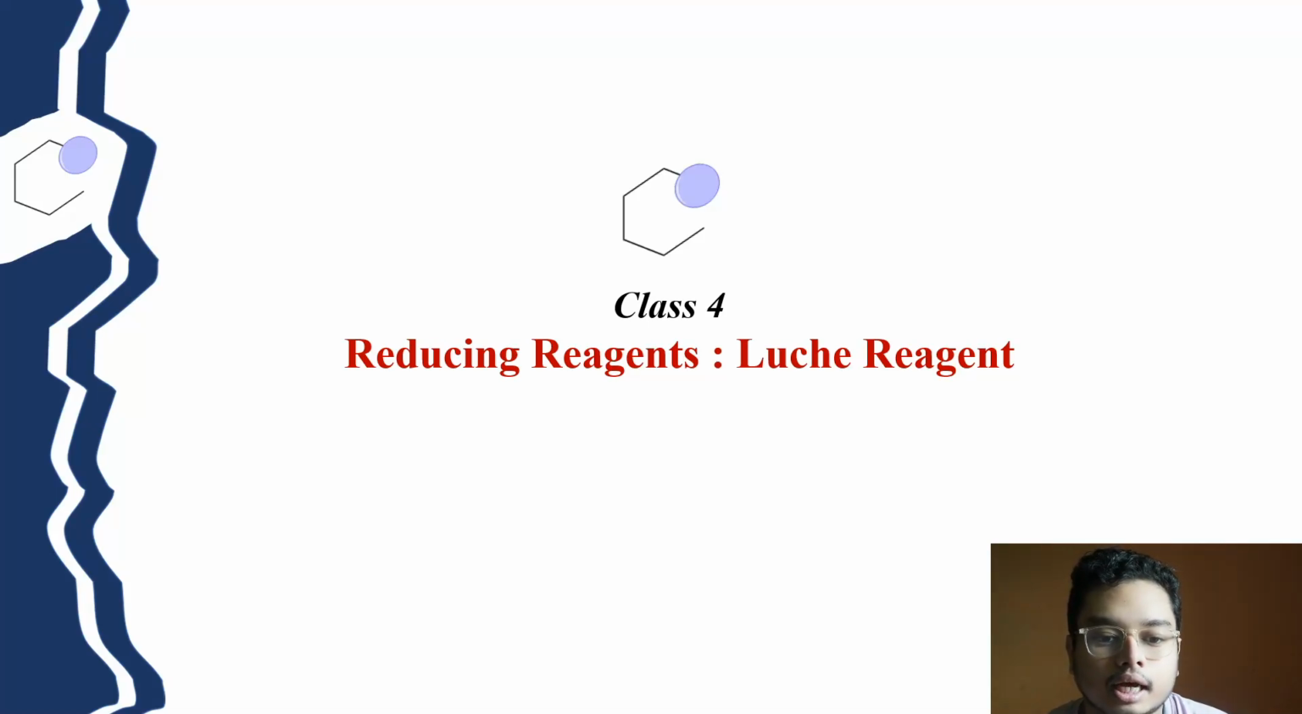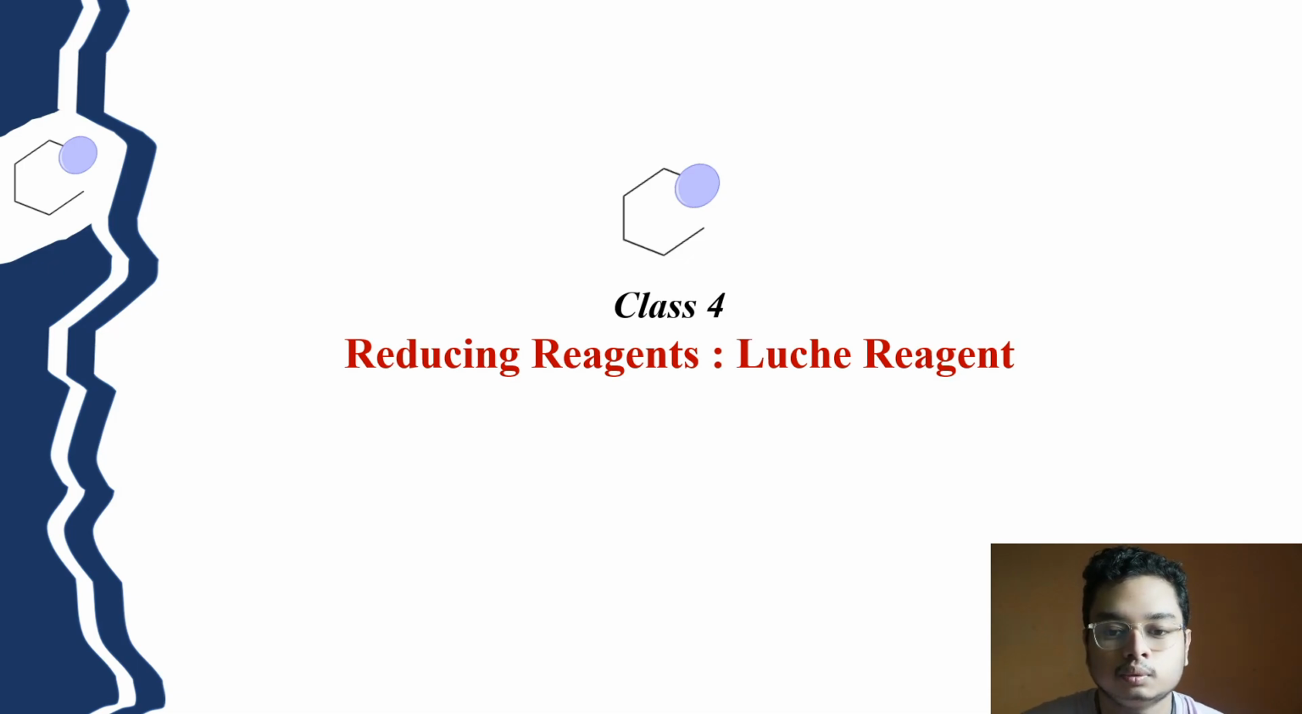So this is our class 4. In our previous lecture we discussed the NaBH4 based reduction. This is the continuation of the previous class. If you are directly coming to this class, then I highly suggest you first go to the previous class to understand how NaBH4 actually reacts, and then come back to this class, because here we are dealing with the Luche reagent, which is the extended version of NaBH4 based reduction.